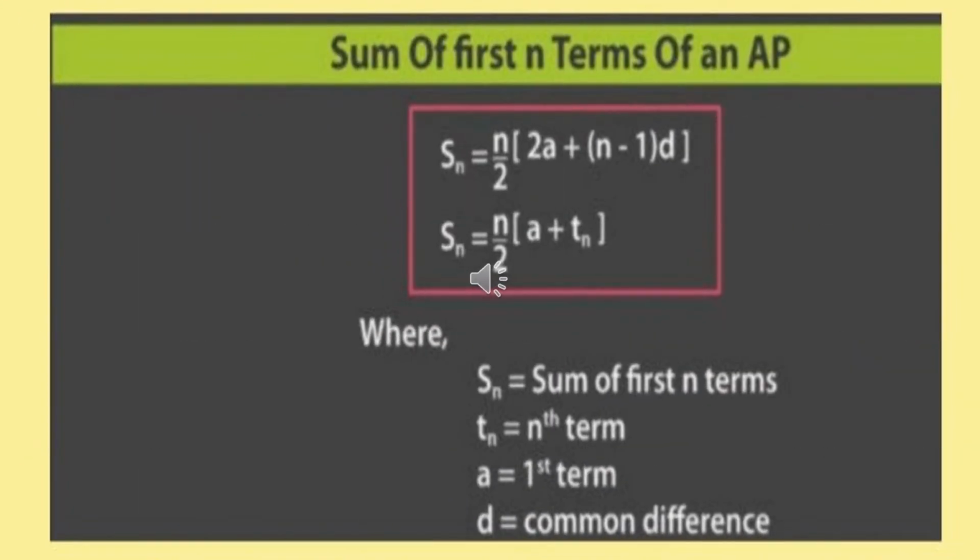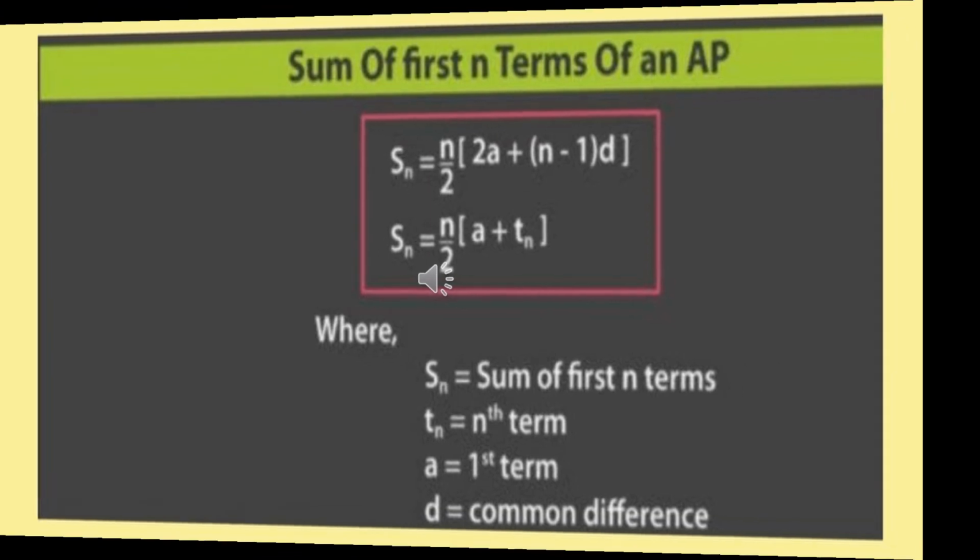How to find the sum of n terms of an AP? The sum of n terms of an AP is represented by Sn. Sn is equal to n by 2 into (2a plus (n minus 1) into d), where Tn is equal to the nth term, a is equal to the first term, and d is the common difference. It means the difference between two consecutive terms.